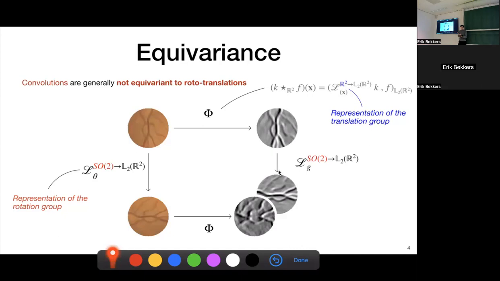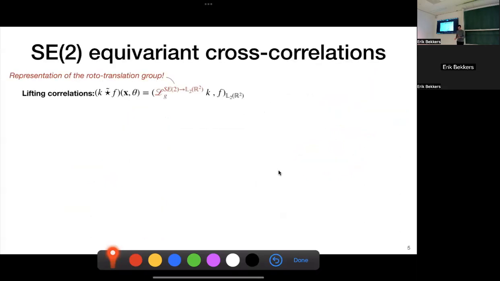And it's also somewhat obvious why this doesn't work, because in the definition of the correlation, we define it in terms of the representation of only the translation group. Whereas now we talk about the rotation group acting on these images. So that's a mismatch, and therefore it's kind of obvious to then explore: what if we also define the convolution operator in terms of rotations and translations? That's the obvious extension that you would want to try.